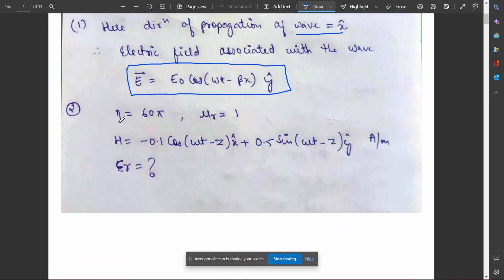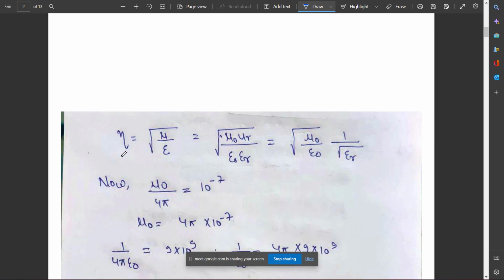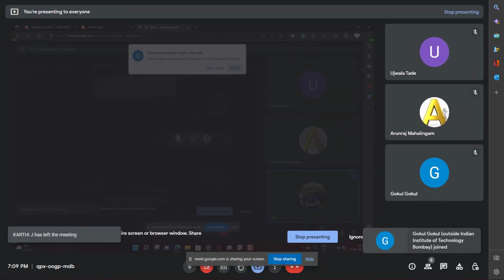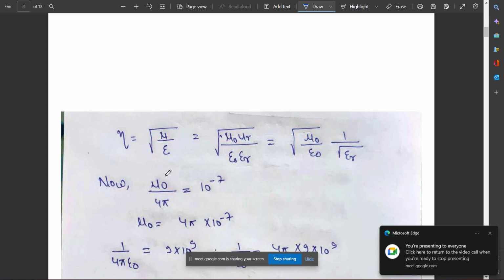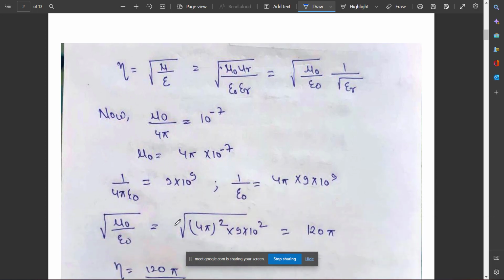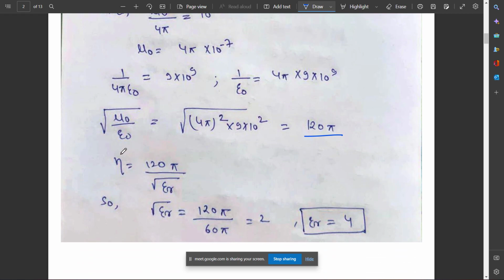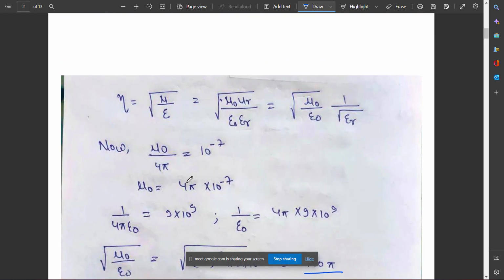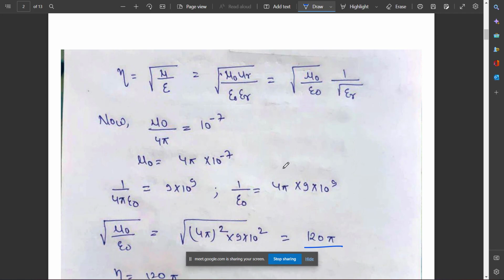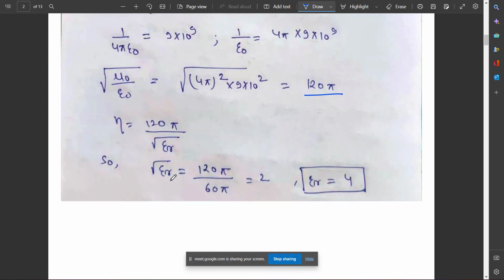So here eta is equal to 60 pi and mu r given is 1. H is given. Now we have to find epsilon r. So eta is under root mu upon epsilon. We can expand this as mu naught mu r upon epsilon naught epsilon r. We know the value of mu naught and epsilon naught, and under root mu naught upon epsilon naught will be 120 pi. These are constants. So our eta will become 120 pi upon under root epsilon r. Only this will be remaining. Now we know the value of eta, we will put it in and we will get the value of epsilon r.